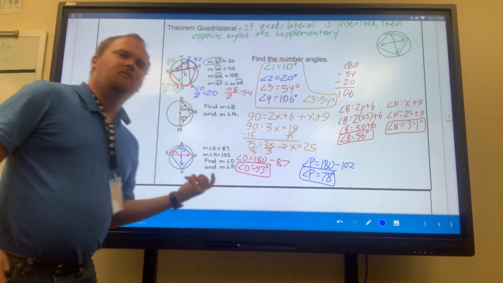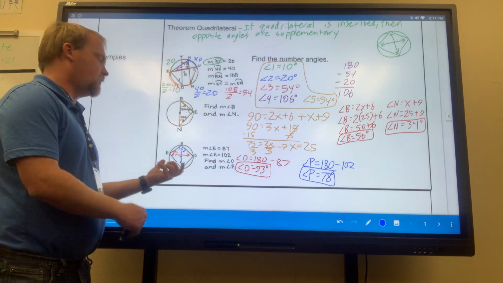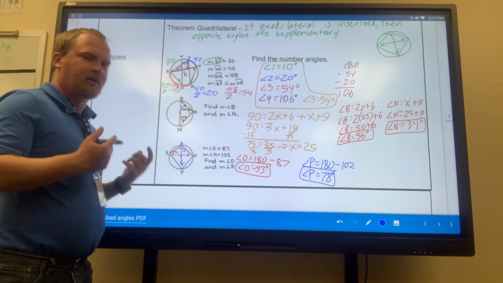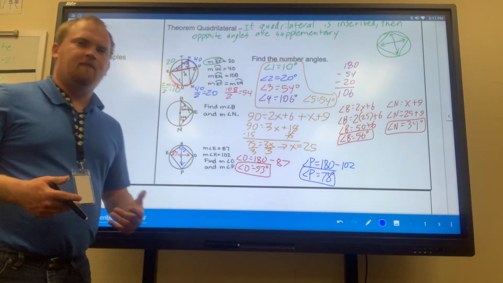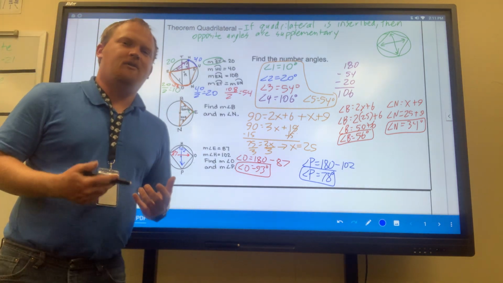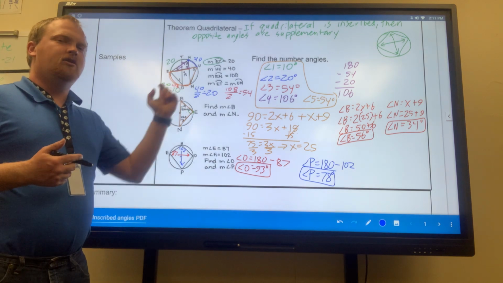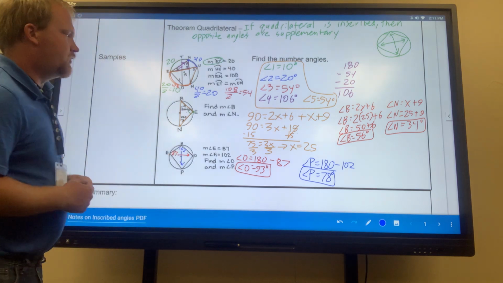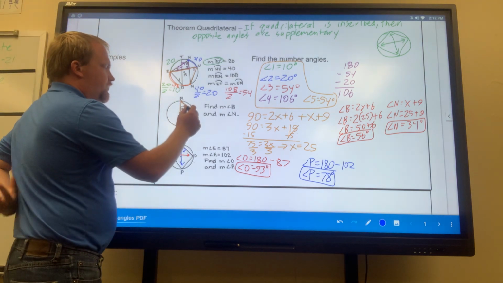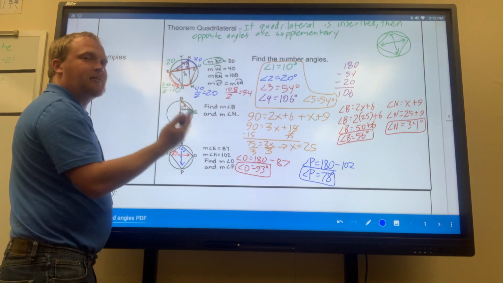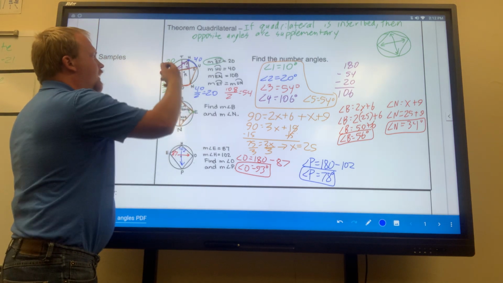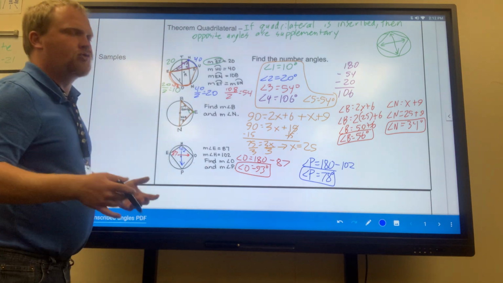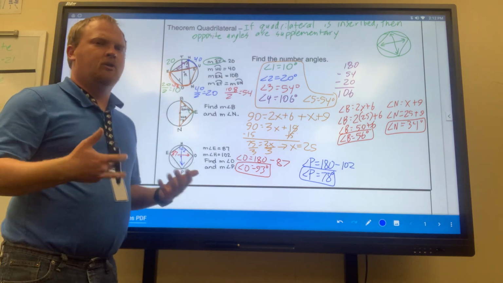One of the things we've got to remember is that with an inscribed quadrilateral, the opposite angles are supplementary, which adds up to 180. The biggest thing to remember is that inscribed angles are on the circle. If you have an inscribed angle that makes a semicircle, that's 90 degrees. An inscribed angle is half of the intercepted arc. And in an inscribed quadrilateral, the opposite angles will be supplementary.